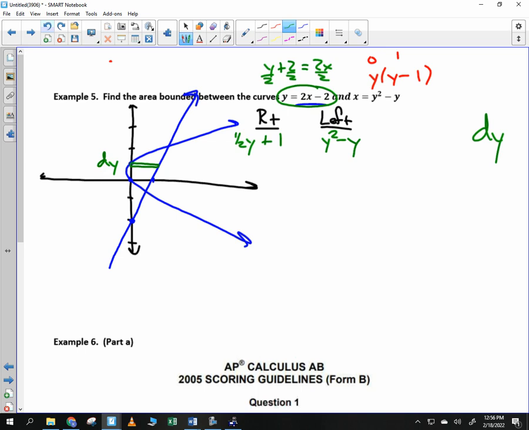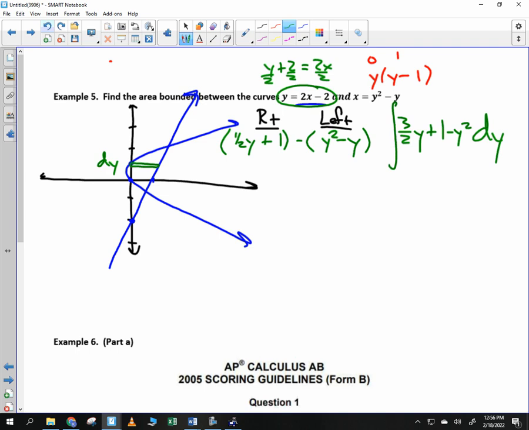But first we'll take the right minus the left. Okay? So if I take the right and I subtract the left, what are you going to get? Yeah, 1/2 y minus negative y. What's that going to give me? 3/2 y. And then I'll have a plus 1. And that will be a positive y squared or negative y squared? Negative y squared. That's the area of that one rectangle. We want an infinite number of rectangles, so we slap on the integral.